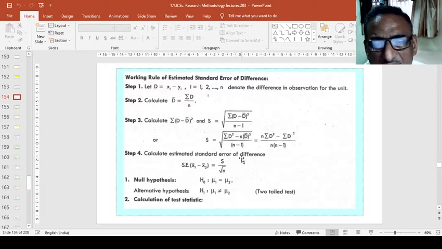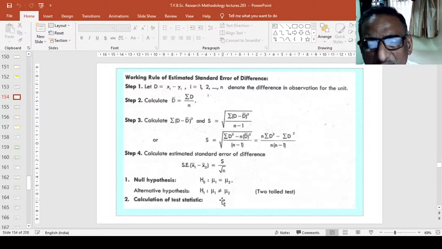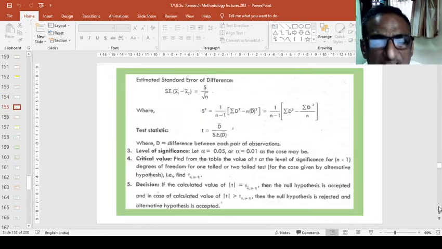Calculate the estimated standard error of difference. Standard error of x bar 1 minus x bar 2, that we have already studied, is equal to s upon under root n. This may be another value. And the null hypothesis H0 is mu 1 is equal to mu 2, or alternative hypothesis H1, mu 1 is not equal to mu 2. So if it is not equal, mean 1 and mean 2, then it is a two-tailed test.